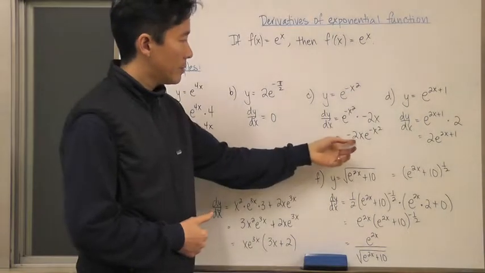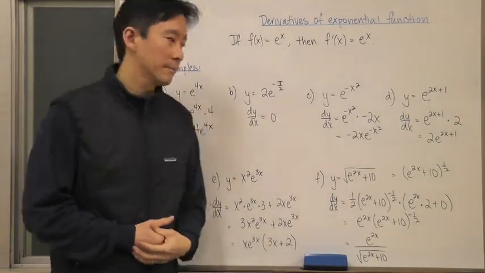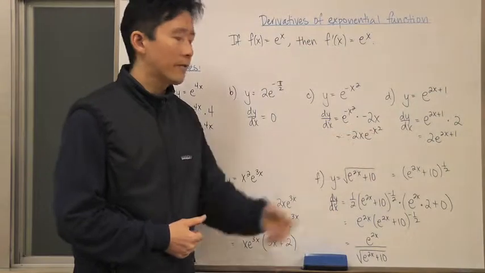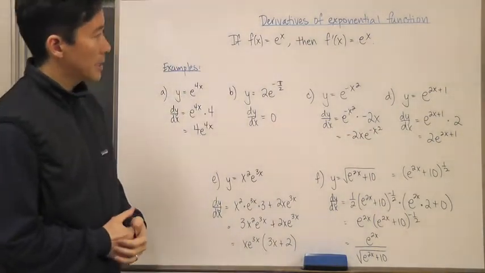So we come out with negative 2x e to the negative 2x. Oh, sorry, negative 2x e to the negative x squared. Okay, let's take a look at d.